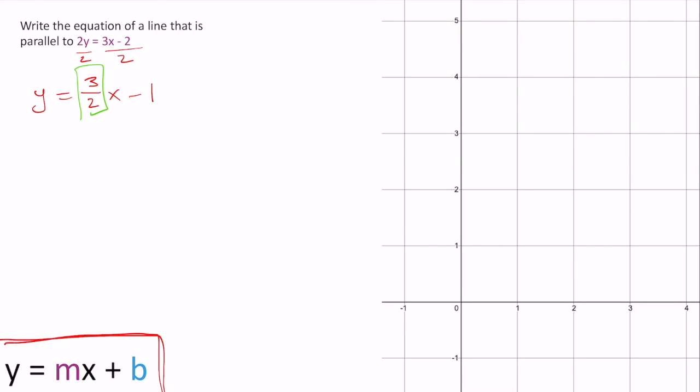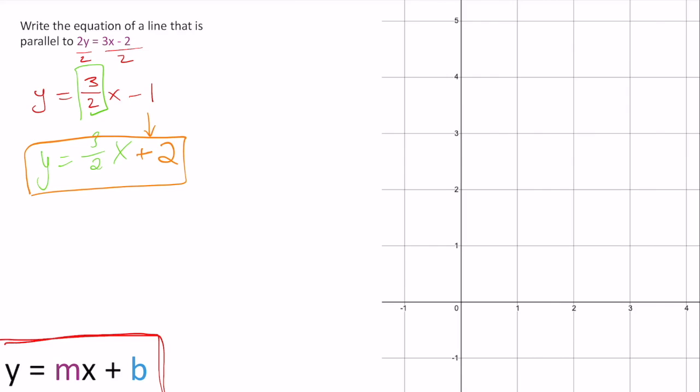So any line that is parallel to that is going to have a slope of 3 over 2, right? The only thing that's going to be different is the y-intercept. So instead of -1, I can pick absolutely anything. I could say +0, -10, -5, plus 2, and I'll just pick that, plus 2, right?